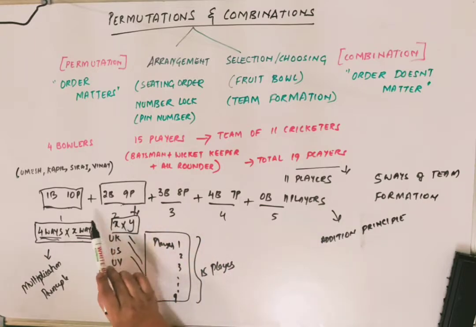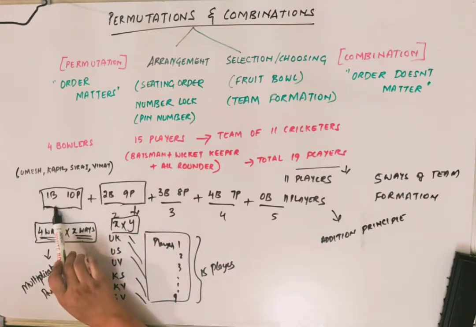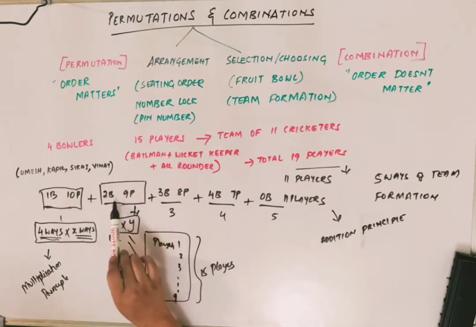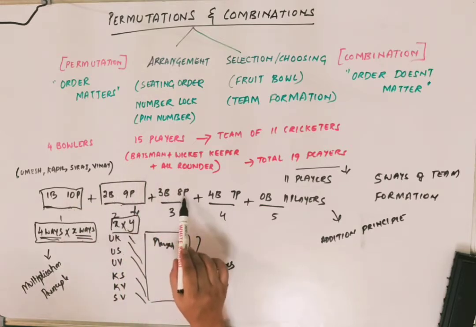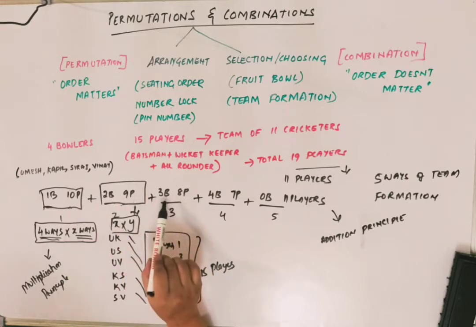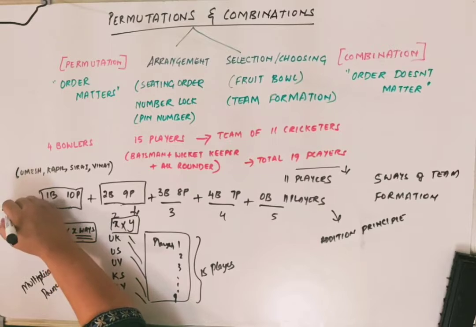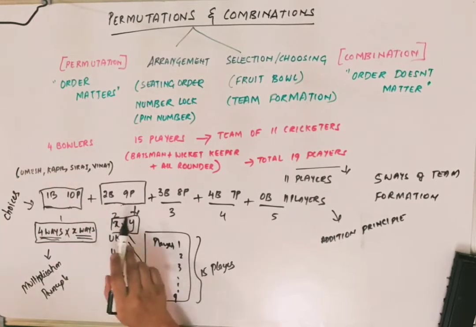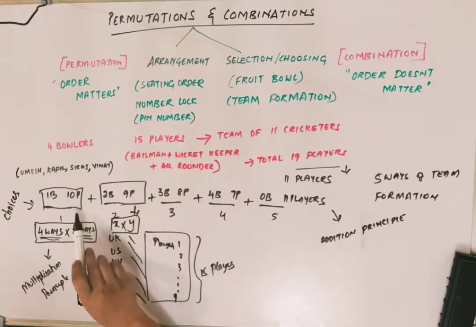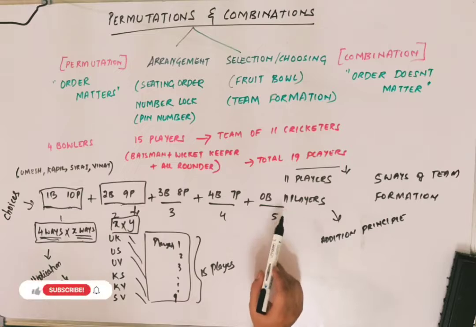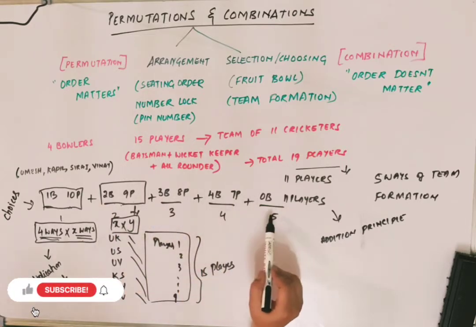They're independent. Whether you form a team of one bowler with 10 players, or you form a team of two bowlers and 9 players, or you form a team of three bowlers and 8 players, they are not related to each other. It is the choices that we have. These are the choices that we have to form a team. So we have here 5 choices to form a team. So that's where the addition principle is used.